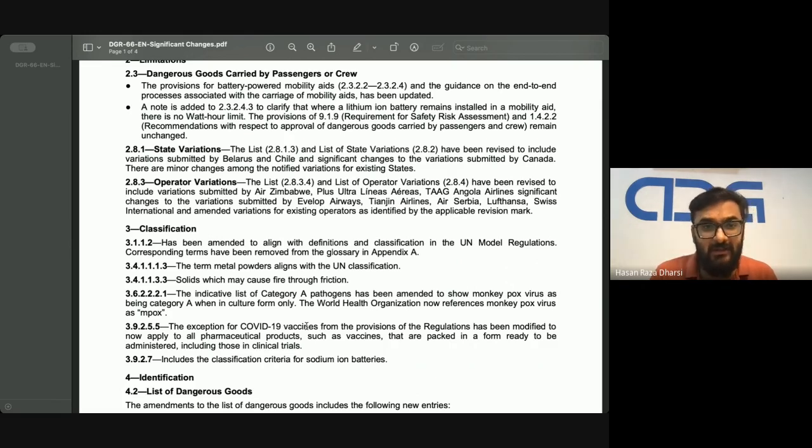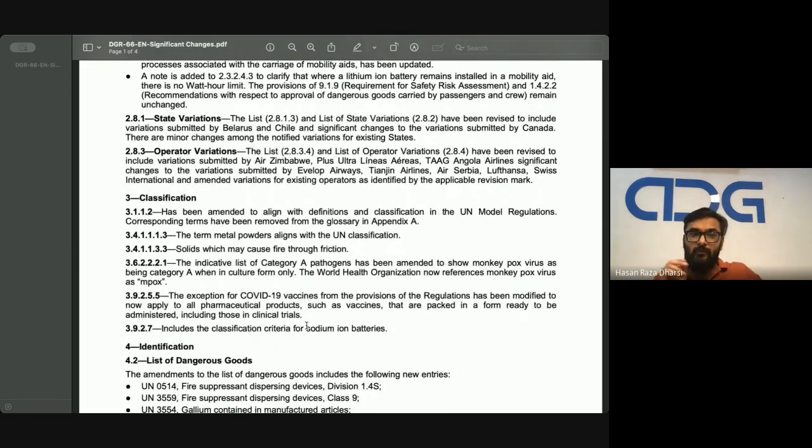And the new addition: the indicative list of category A pathogens has been amended to show monkeypox virus as being category A when in culture form only. The World Health Organization now refers to monkeypox virus as mpox. So before it might not have been there, but category A, which is considered when we come to 6.1, 6.2, which is infectious substance.